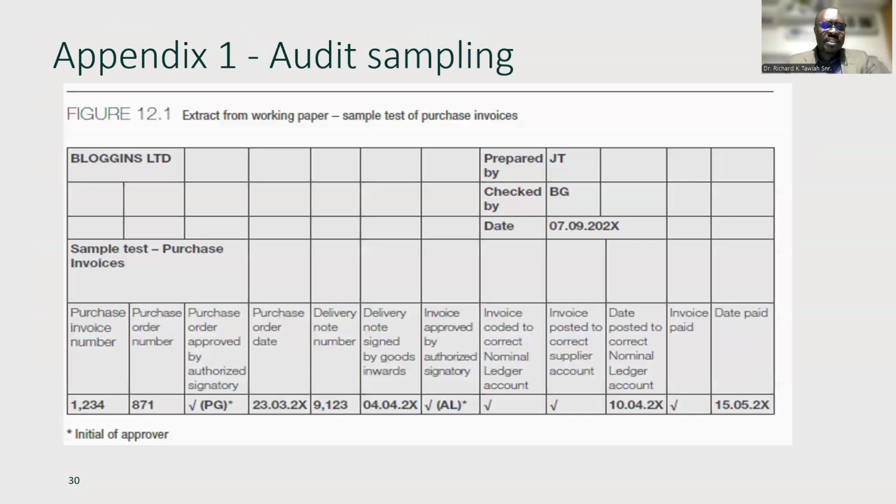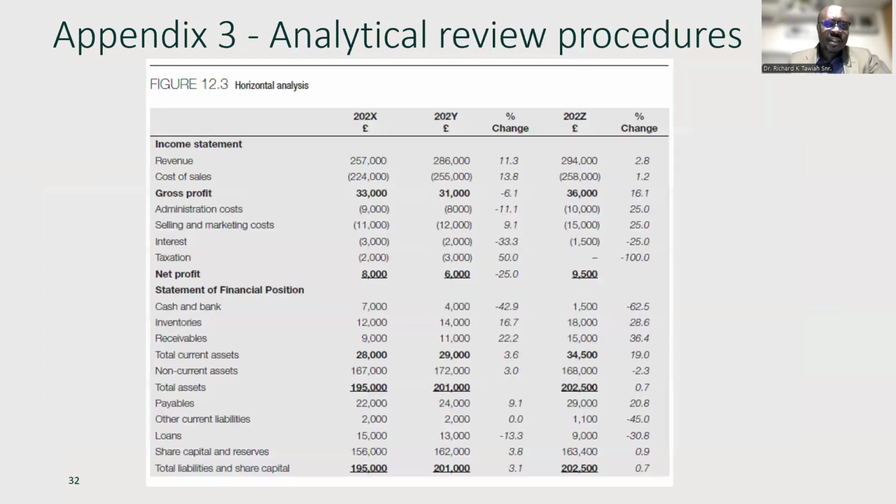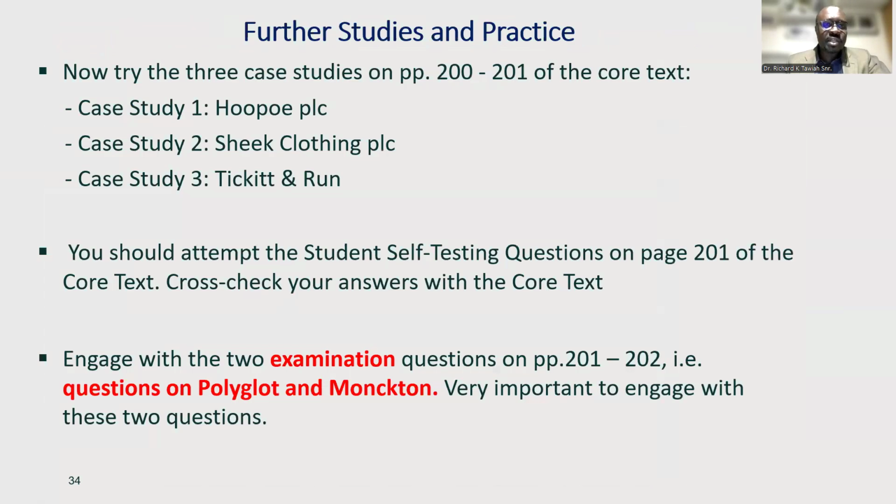From this part onwards are examples of tools that you could use. This is an extract from a supplier working paper, which is a sample test of purchase invoices. Here is a sample test of delivery notes. This is what I was mentioning: the relationship checks, horizontal analysis, vertical analysis. You could do trend analysis, common sizing. Those are examples we could look at.